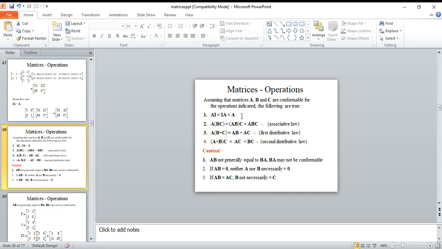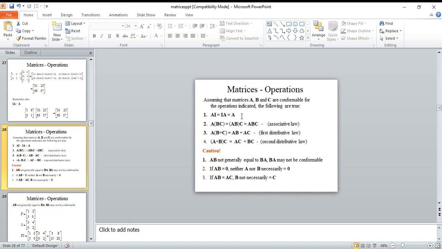Next, A into B into C is equal to AB into C. The associative law exists. A into (B plus C) equals AB plus AC. (A plus B) into C equals AC plus BC. Caution: AB is not generally equal to BA. A into B is not equal to B into A. BA may not be conformable.